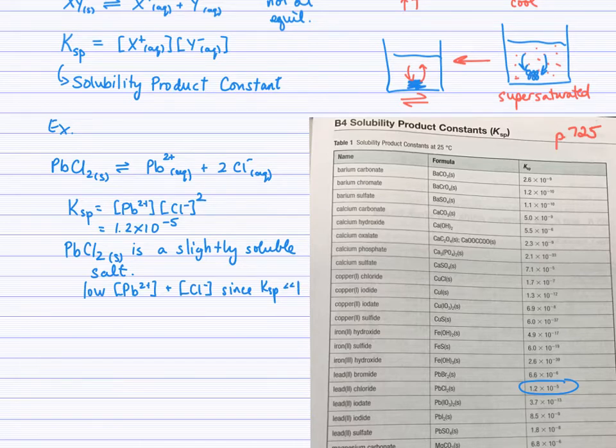Now, what about calcium phosphate? Here's the calcium phosphate KSP. So let's go through and write an equation to describe the solubility equilibrium of calcium phosphate. Write out your KSP and then compare the solubility of calcium phosphate to the lead 2 chloride.